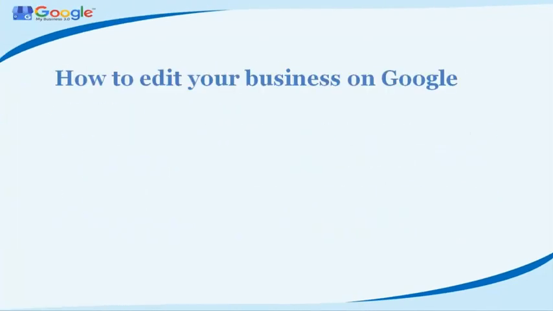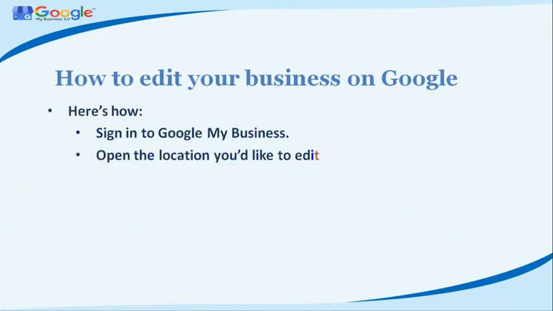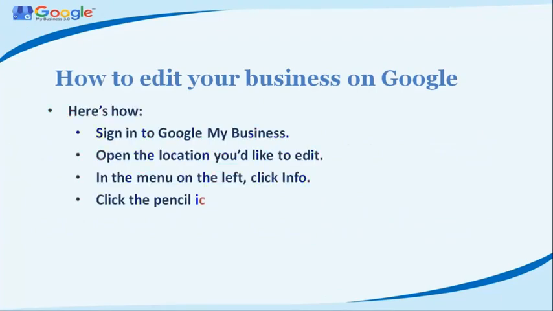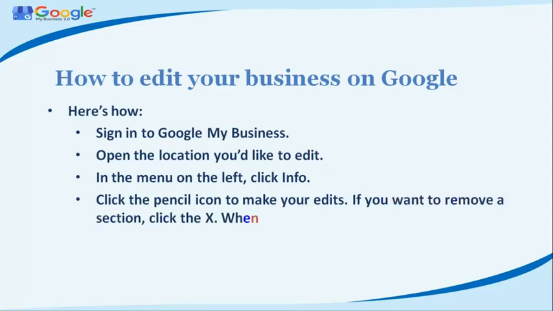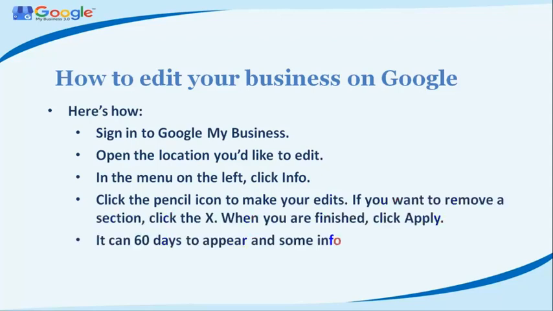How to edit your business on Google. Here's how. Sign in to Google My Business. Open the location you'd like to edit. In the menu on the left, click Info. Click the pencil icon to make your edits. If you want to remove a section, click the X. When you are finished, click Apply. It can take 60 days to appear, and some info cannot be edited.